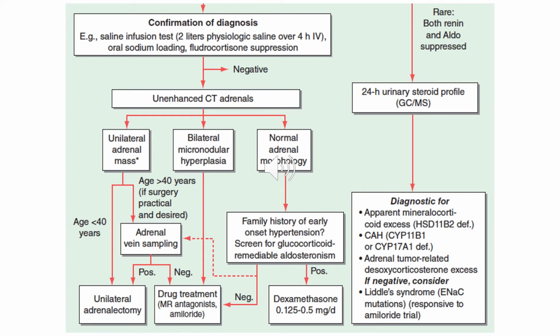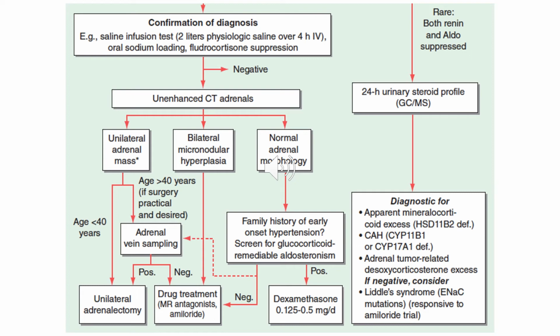Patients more than 40 years old with confirmed MR exists and a unilateral lesion on CT can go straight to surgery, which is also indicated in patients with confirmed lateralization documented by a valid AVS procedure. Patients who are not surgical candidates or with evidence of bilateral hyperplasia based on CT or AVS should be treated medically. In patients with normal adrenal morphology and family history of early onset severe hypertension, a diagnosis of glucocorticoid remediable aldosteronism should be considered and can be evaluated using genetic testing.